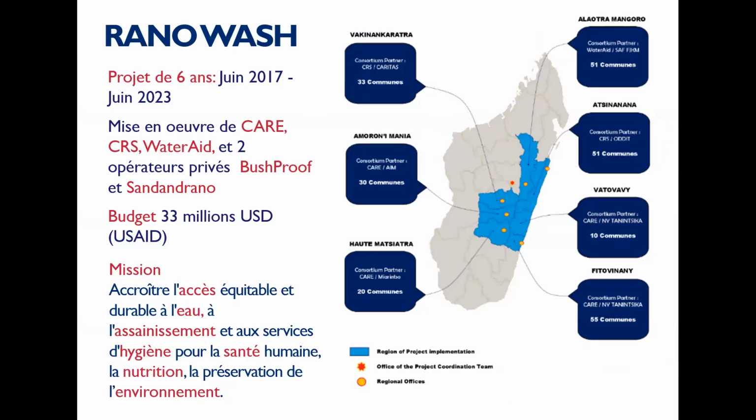To start with, a brief description of the Ranwash project. It's a 6-year project starting in June 2017, composed of a consortium including KSCLS Watered and two private operators, Bushproof and Santajan. Its mission is to give access to equitable and sustainable water, sanitation, and hygiene. Gender and social inclusion is a cross-cutting component of this project, as is the engagement of the private sector. As you can see on the left-hand side of the slide, we have a map showing the 7 regions of intervention of the project.